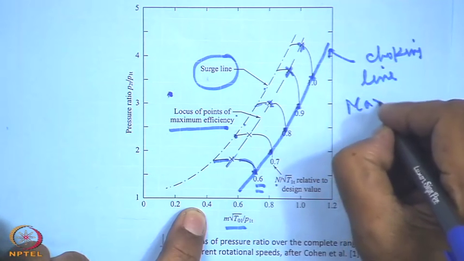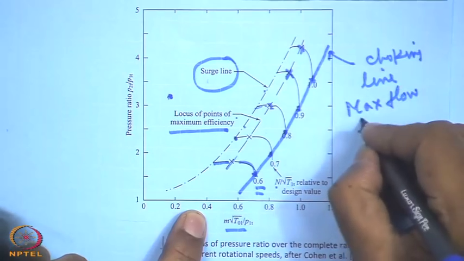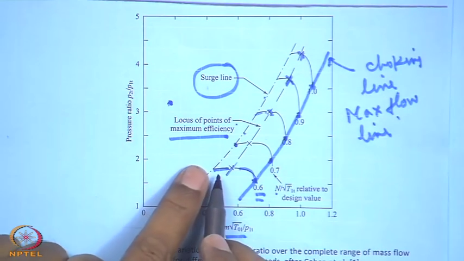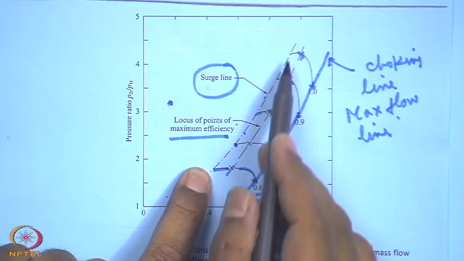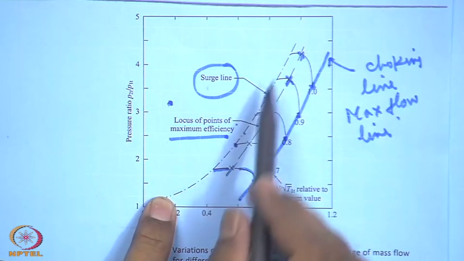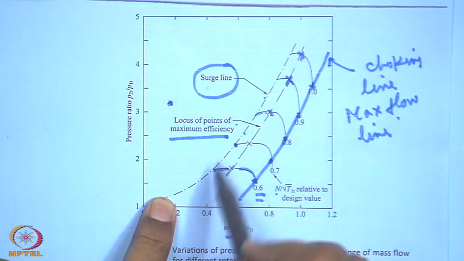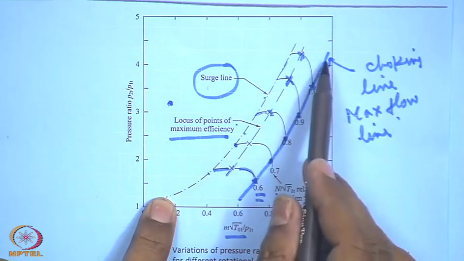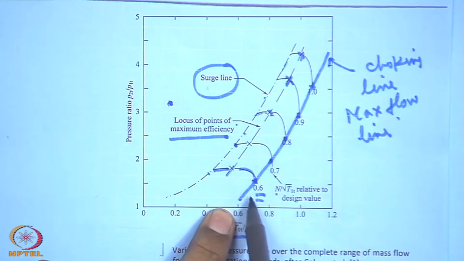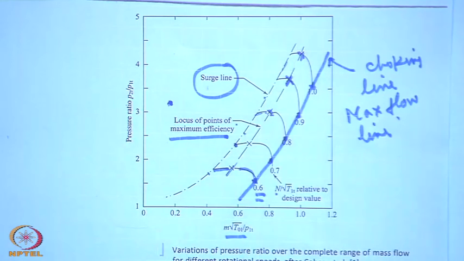choking line or maximum flow line. So the stable part of the characteristic line is bounded at its left extreme by the locus of the surge line, onset of surge line. In the extreme right is the choking line, maximum flow line, and in between is the maximum efficiency line. Okay, it's clear. So this, as a whole, is your characteristic curve. Okay, I think it is all right.